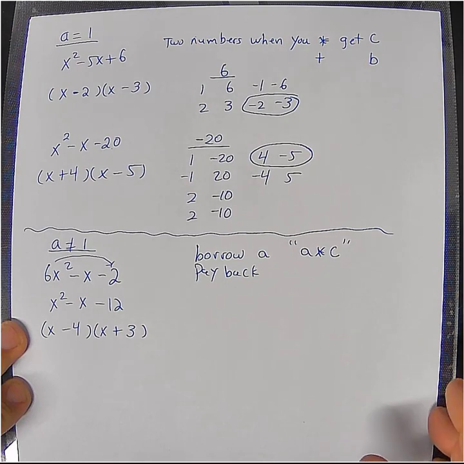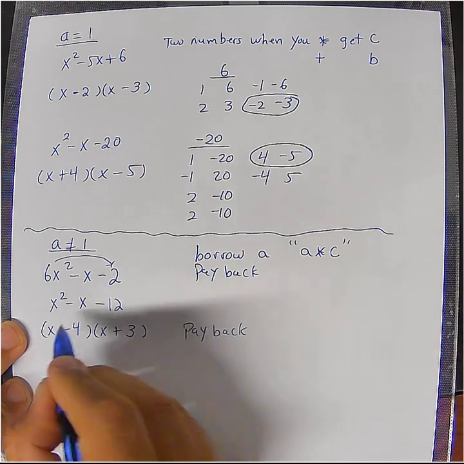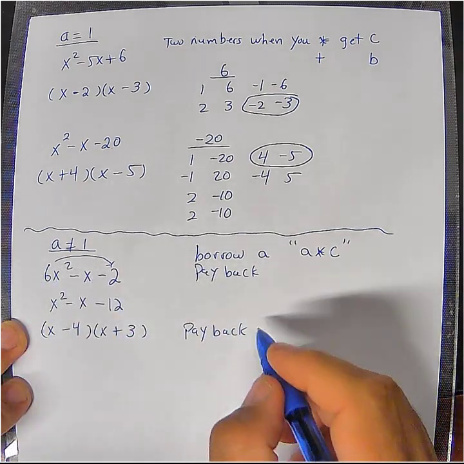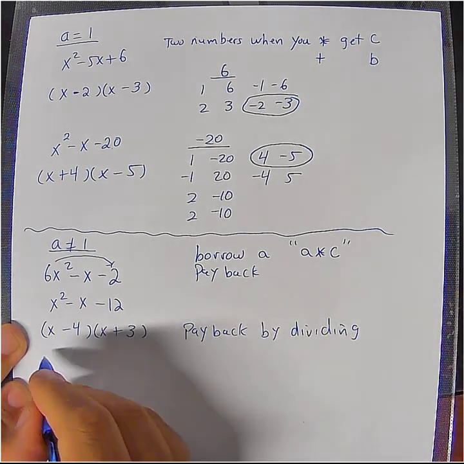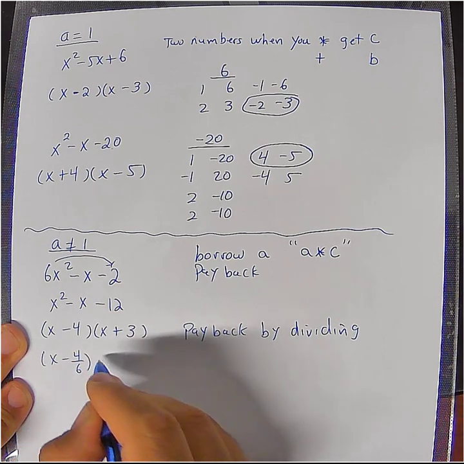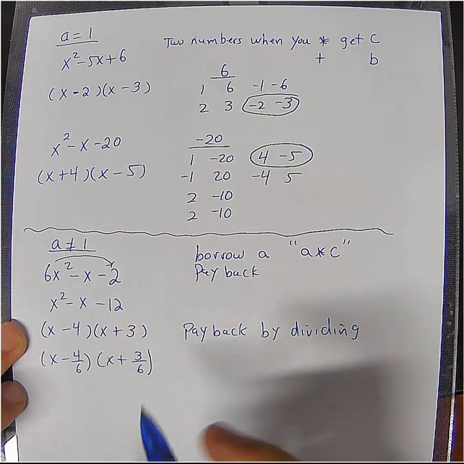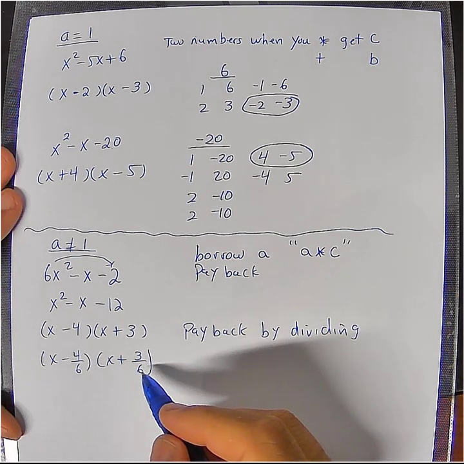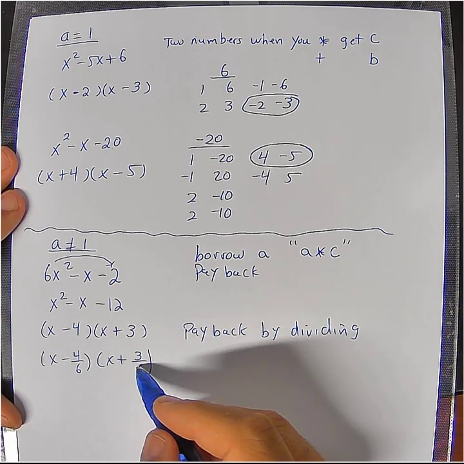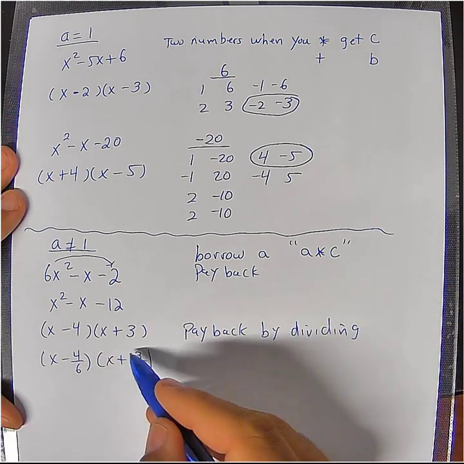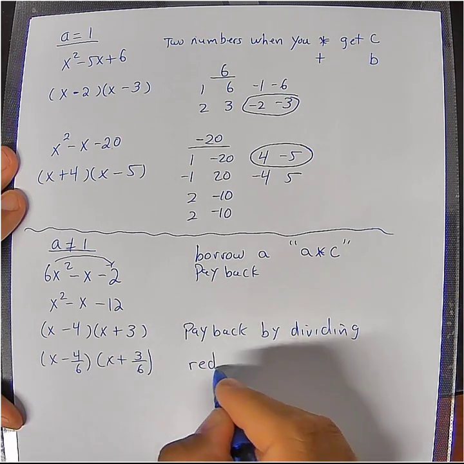Now we are going to pay it back. How are we going to pay it back? To pay it back, you divide each of these numbers by the number that you took. Pay back by dividing. So this becomes x minus 4 over 6, and then x plus 3 over 6. Now, if you can reduce these, then reduce them. If they are reduced and they become nice numbers, fine. But just in case I had a 6 over 3, if I reduce 6 over 3, that becomes a 2. So we have to reduce.